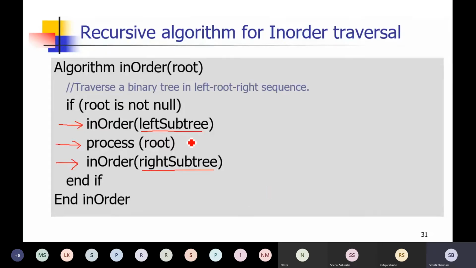Correct? Once again, let me remind you that this process may be anything depending on our application. How we are going to make use of the data stored in that root node, and whatever kind of processing we would like to have, accordingly we define this process function. Am I correct?